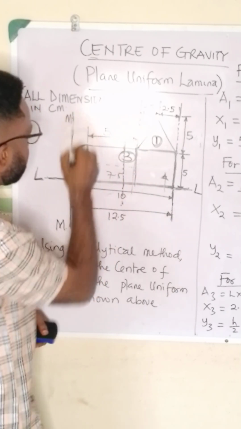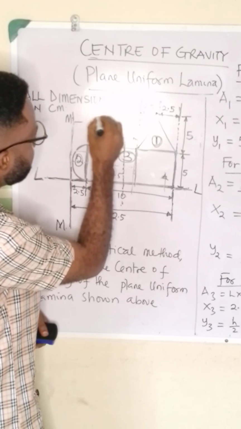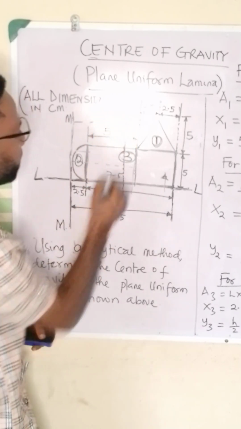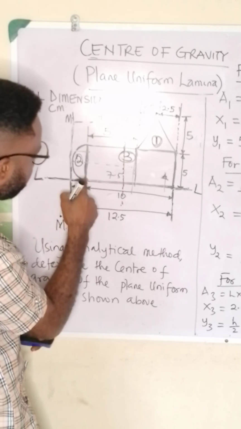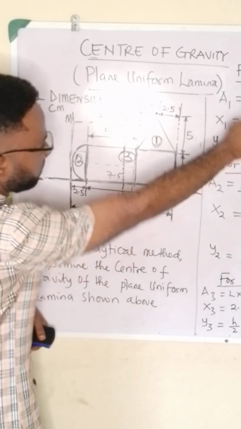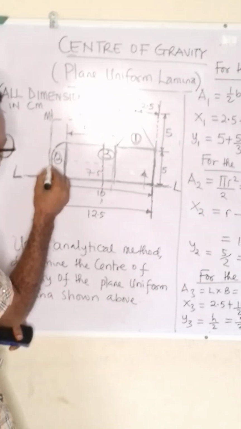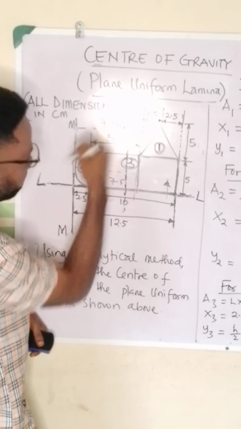What I'm saying in essence is, from here to this point will be the 7.14 cm, because we know that from here to here, this is 2.5 plus 5, that will make it 7.5. So the interpretation of what we have as an answer here means from this axis, a centroid will lie around this direction, which is 7.14.